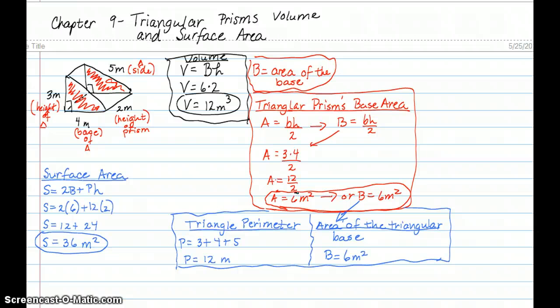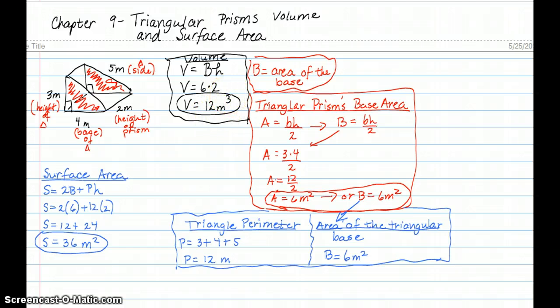For volume, you need to take that times the height. So we come back to the volume formula. V equals big B, area of the base, times the height. The area of the base we calculated is 6 meters squared times the 2 meters, which is the height of the prism. 6 times 2 is 12, so the prism is 12 meters cubed, or 12 cubic meters.